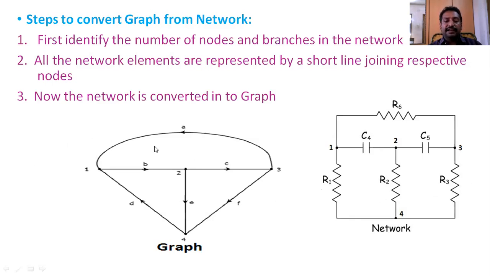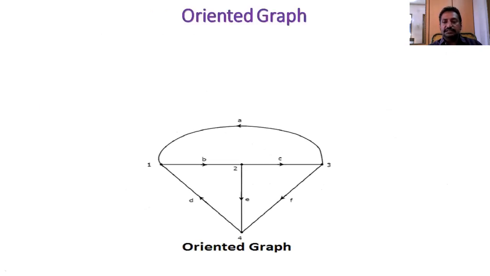So we identified the number of nodes and we drew simple lines between nodes and formed a graph. This complete structure is called a graph. Now we converted the electrical circuit into a graph. Next, we'll come back to some definitions of the graph.